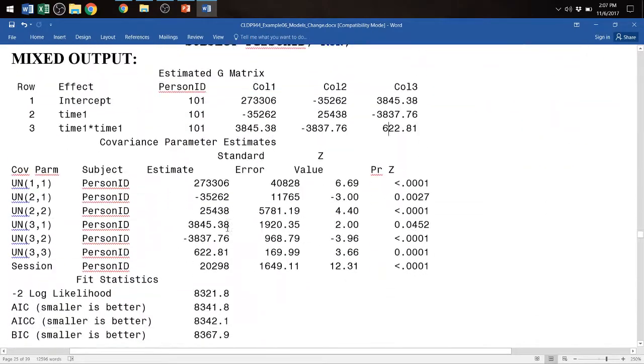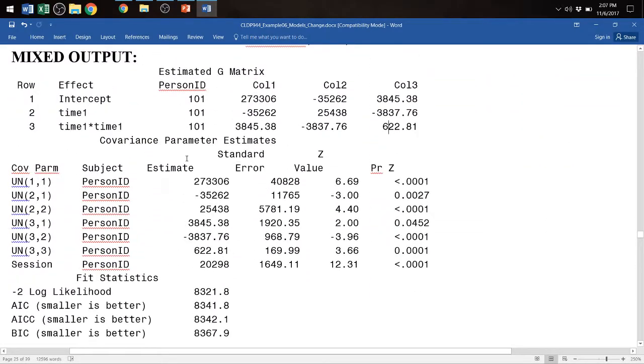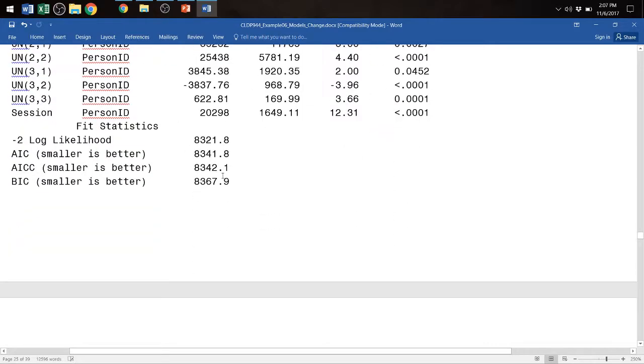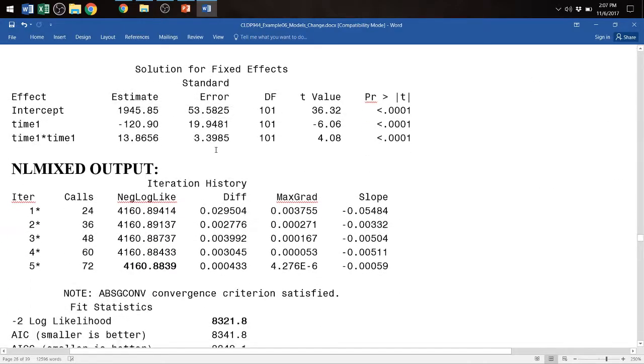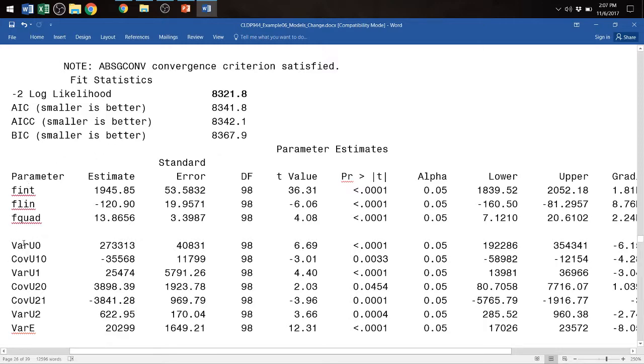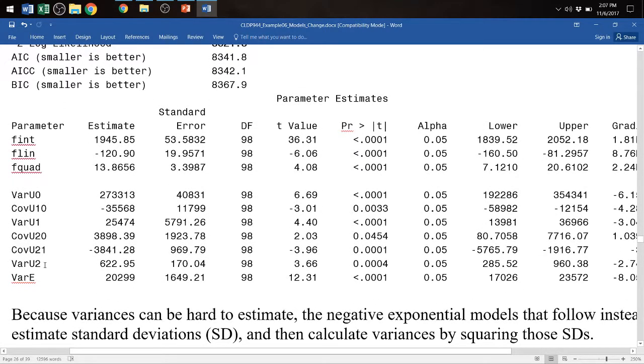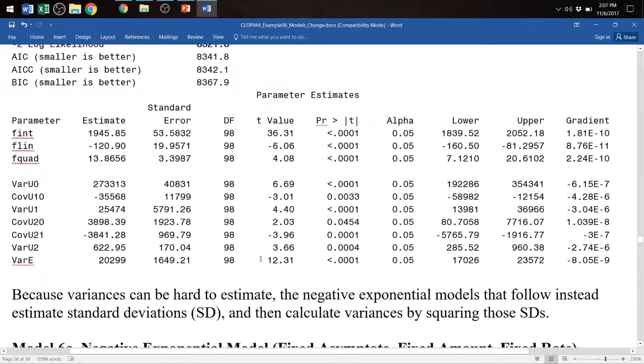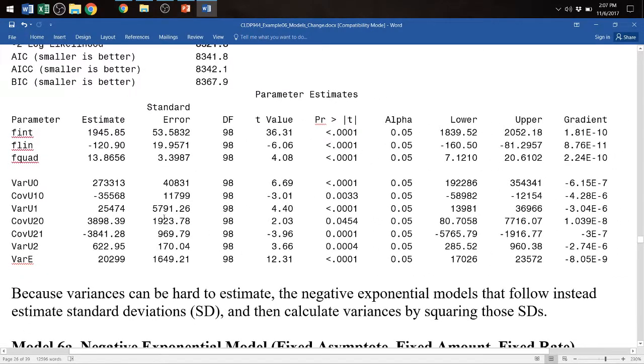All right. If not, then here's my mixed output, which you are well acquainted with at this point. And here's the same thing in NL mixed. I've separated out the fixed effects from all of the variance components. And ta-da.